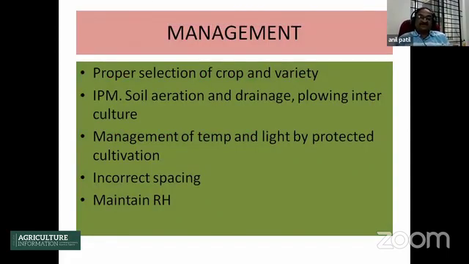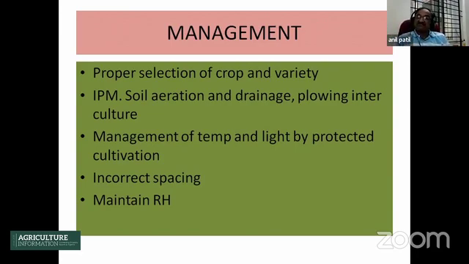Then management in general. Proper selection of the crop and variety I have discussed. Integrated pest management, which is all pervasive. That is, you manage the environment, you manage soil organic content, then you put good aeration in the soil, you give correct waters and correct fertilizers. All these things are done in a proper manner so that the disease and insects will not be there. Even we use insect nets, thereby the insect population in the crop area can be reduced.